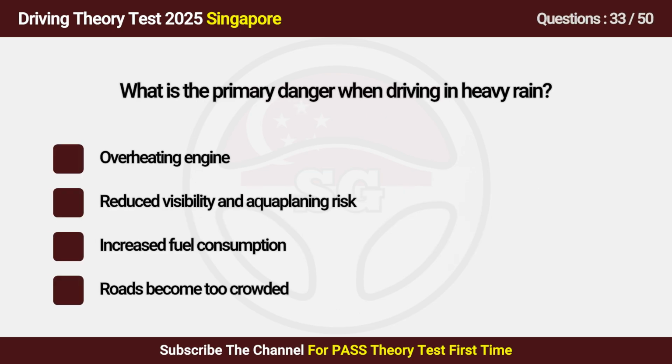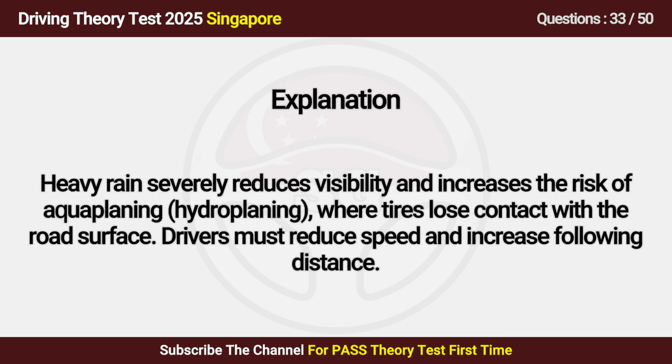Question 33. What is the primary danger when driving in heavy rain? A. Overheating engine. B. Visibility and aquaplaning risk. C. Increased fuel consumption. D. Roads become too crowded. Answer is B. Visibility and aquaplaning risk. Heavy rain severely reduces visibility and increases the risk of aquaplaning, or hydroplaning, where tires lose contact with the road surface. Drivers must reduce speed and increase following distance.